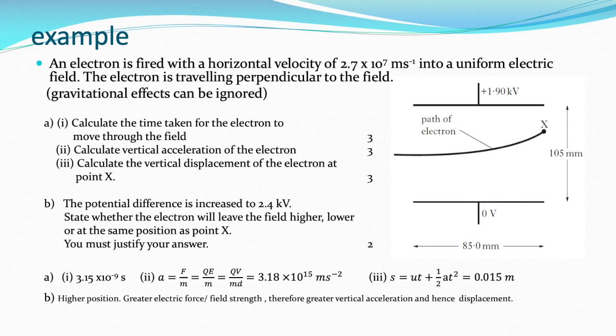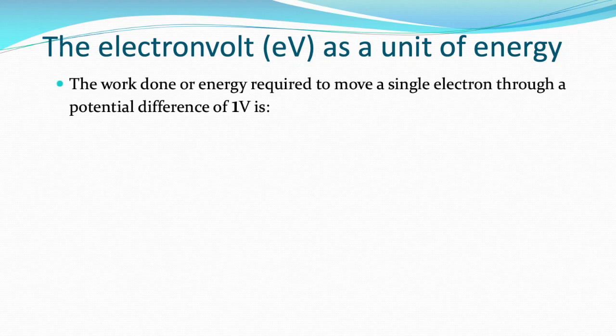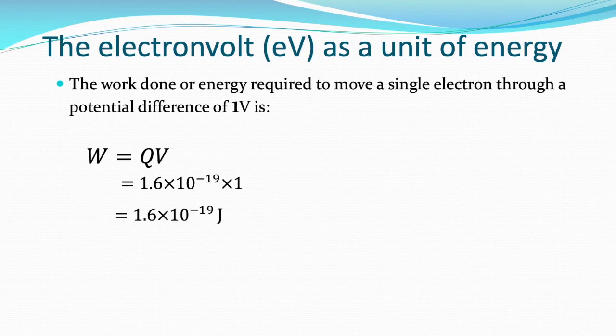But that's a typical example of a charged particle moving perpendicular to an electric field and it having a projectile or parabolic path. Last thing then, let's re-mention the unit, the electron volt. It's useful to mention it here because the definition of the electron volt as a unit of energy is that the work that you have to do, or the energy required to move a single electron through a potential difference of 1 volt, is given by the relationship W equals QV. Q will be equal to the charge on the electron, 1.6 times 10 to minus 19. 1 volt gives us an energy of 1.6 times 10 to minus 19 joules.